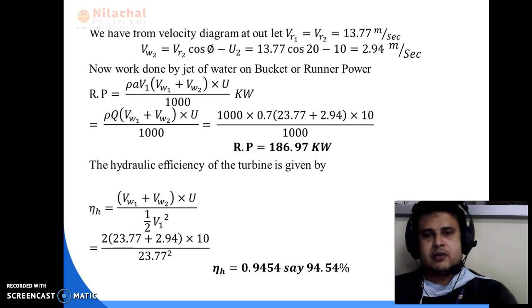In this way we have gone through the formulas related to runner power and hydraulic efficiency, and we get the runner power as 186.97 kilowatt and the hydraulic efficiency as 94.54%. So we will go for the next class. We will solve another problem related to this Pelton wheel turbine. Thank you.